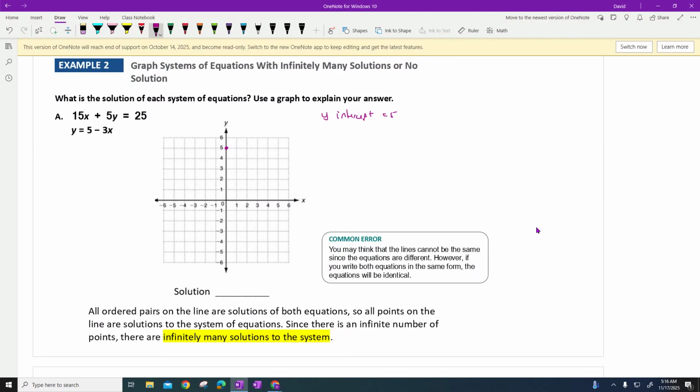But when I do my x-intercept and put a 0 in for the y and make him go away, I want to divide both sides by 15. Well, 25 divided by 15 is not a nice number. So best strategy is to take that 15x plus 5y equals 25 and get it into slope-intercept form. Would you please do that?